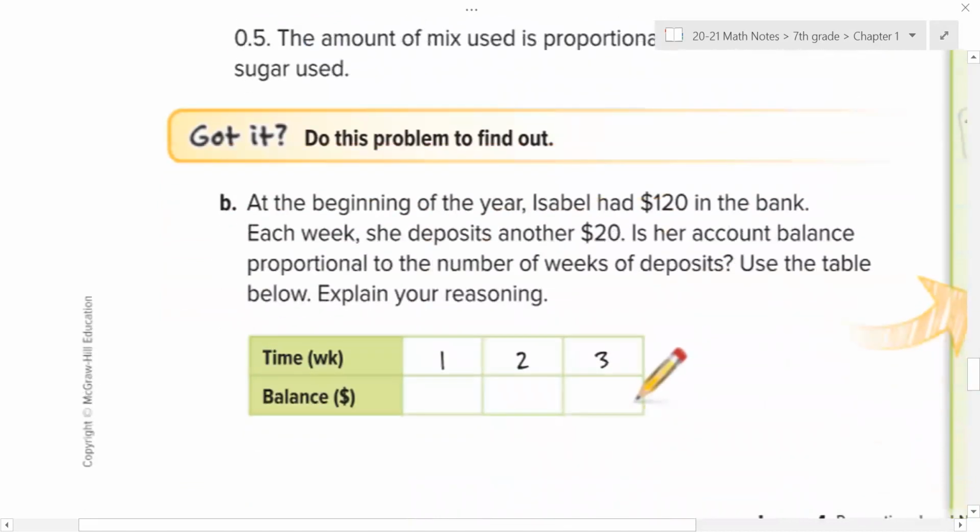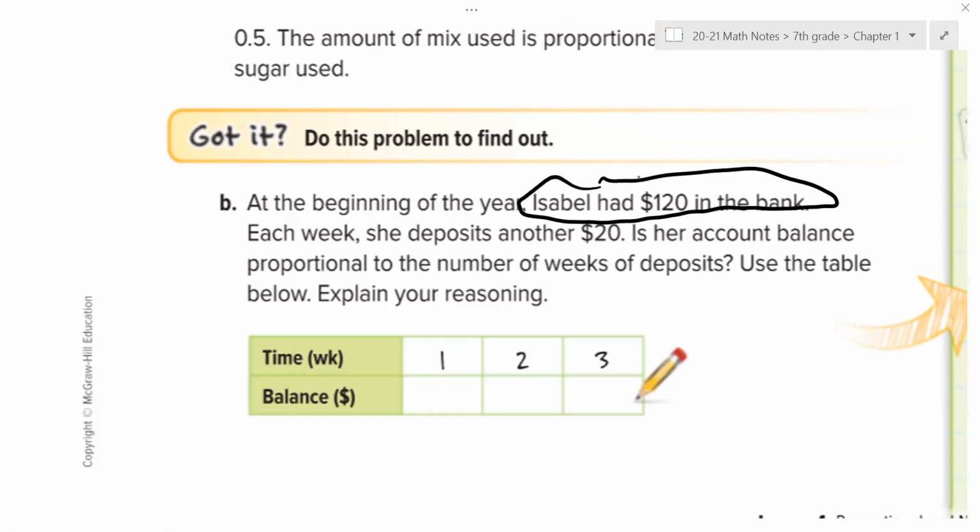At the beginning of the year, Isabel had $120 in the bank. Each week, she deposits another $20. So right away, we have something that is initial. She had $120 that she put into the bank already. From this point, it's going to be $20 a week. So you should know right away this is not going to be proportional because we're always going to have to add on that $120. So we started with 120, and then at the end of week 1, she's added another $20 in there.